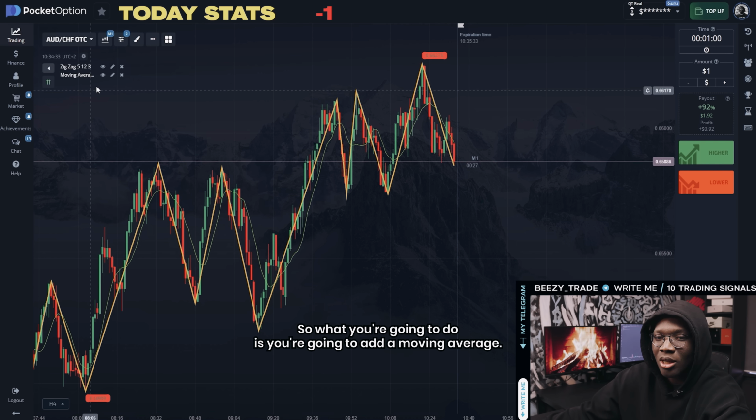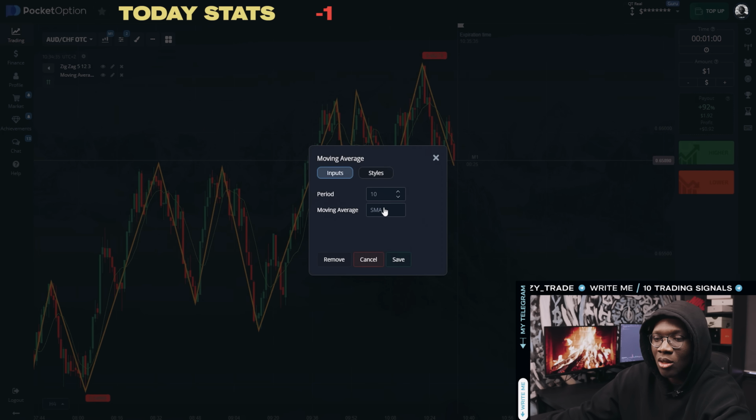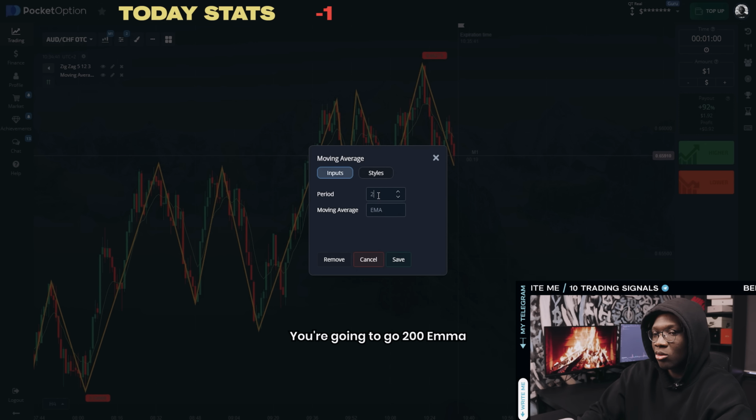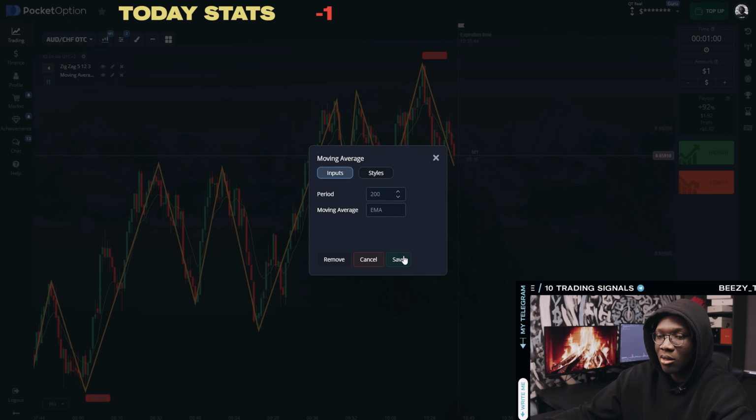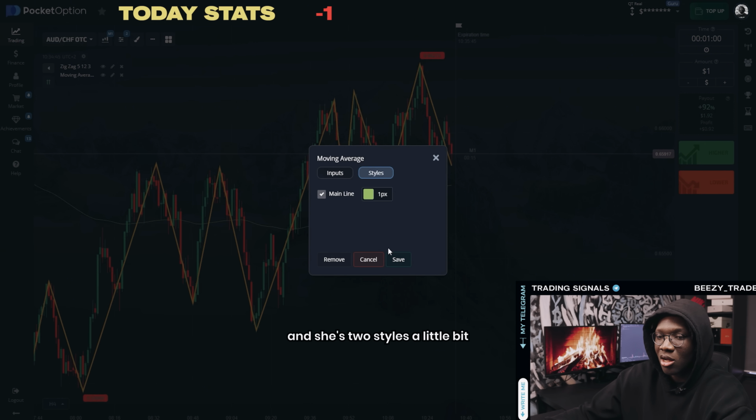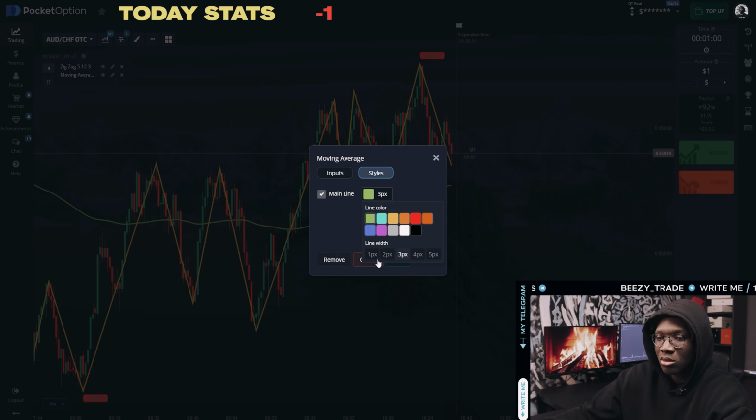So what you're going to do is add a moving average. We are going to go EMA, and you won't believe the period. You're going to go 200 EMA. We change the styles a little bit, and we are going to do 3 pixels.